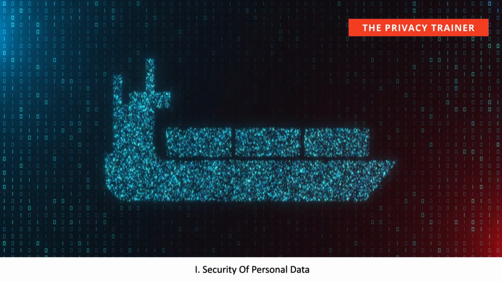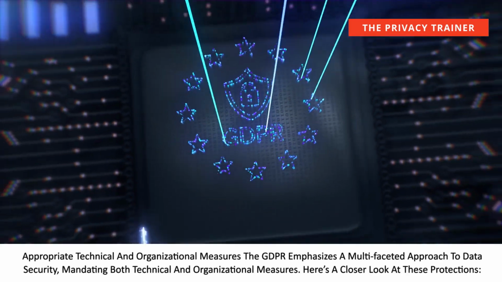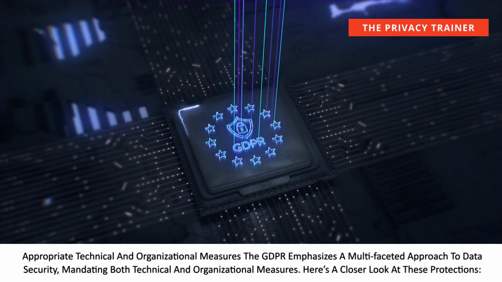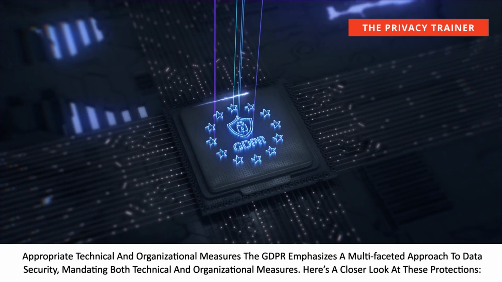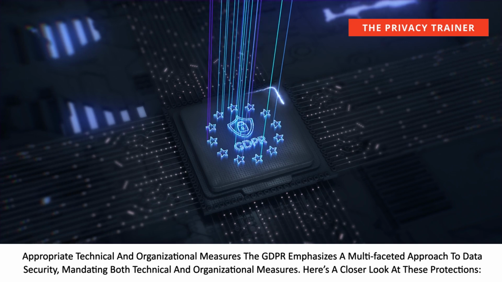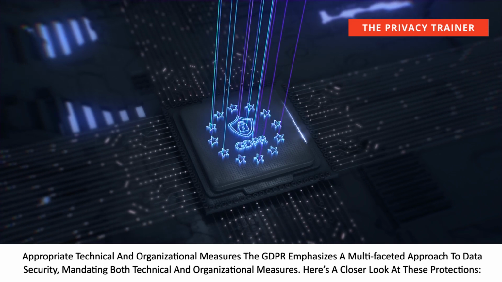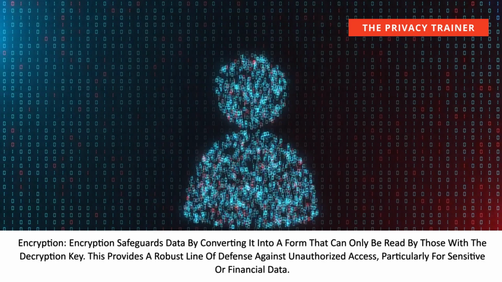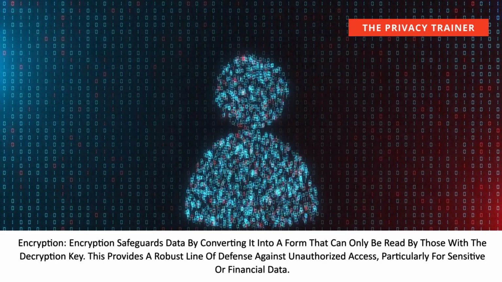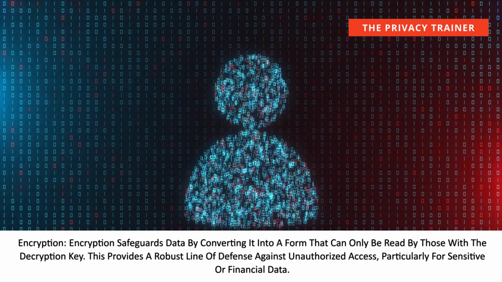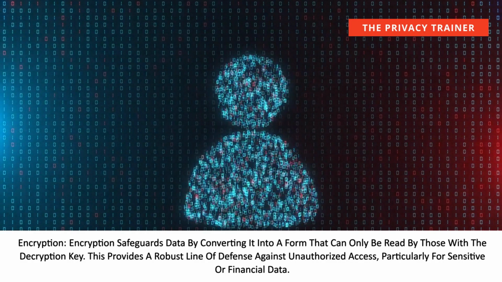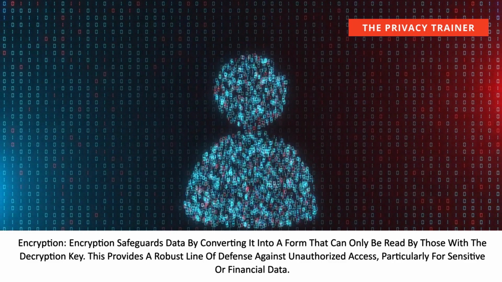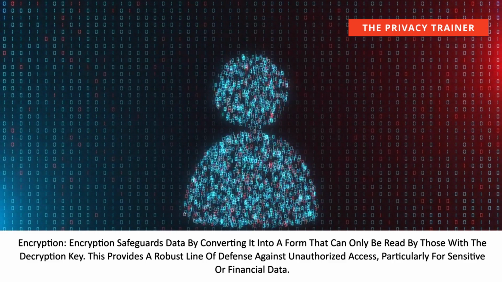Security of personal data: appropriate technical and organizational measures. The GDPR emphasizes a multifaceted approach to data security, mandating both technical and organizational measures. Here's a closer look at these protections. Encryption. Encryption safeguards data by converting it into a form that can only be read by those with the decryption key. This provides a robust line of defense against unauthorized access, particularly for sensitive or financial data.